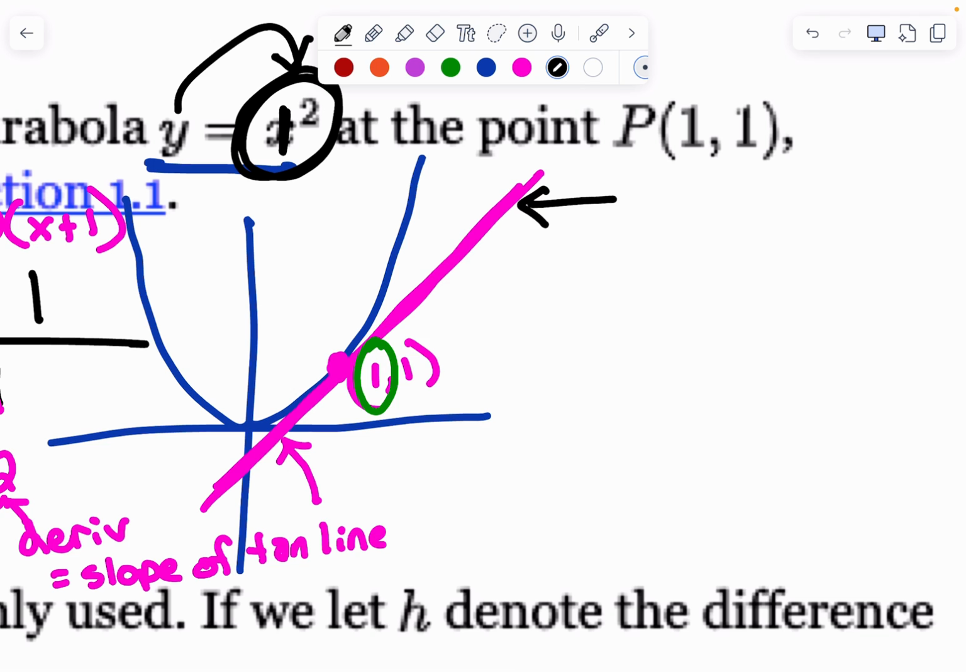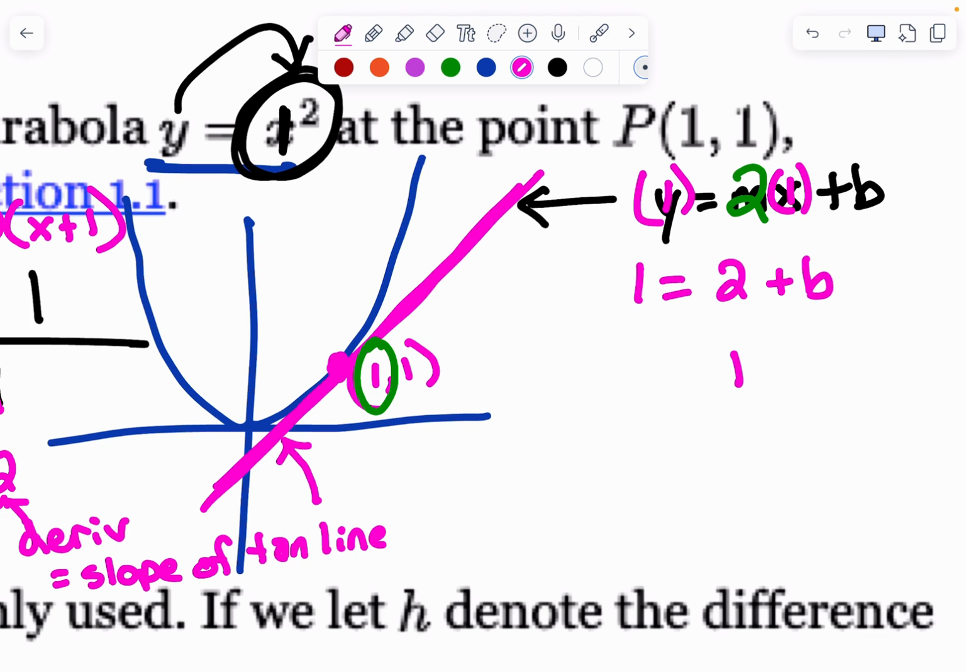How do I write the equation of a line? y equals mx plus b. We just found that the slope is 2, so y equals 2x plus b. I've got one more thing to do, and that is to solve for b. So I'm going to plug in the point (1, 1). That gives 1 equals 2 plus b. So b equals, not a half. Whoever said a half over there.